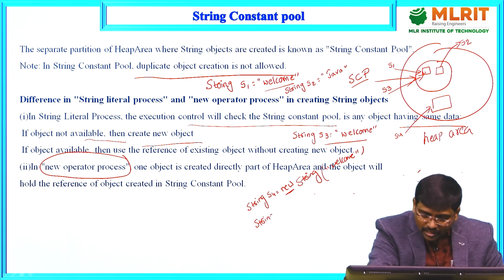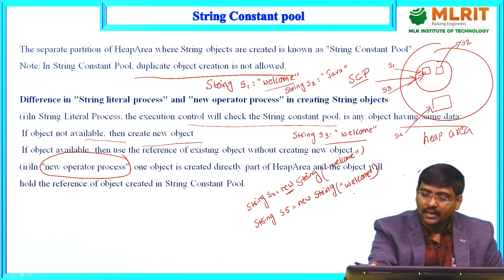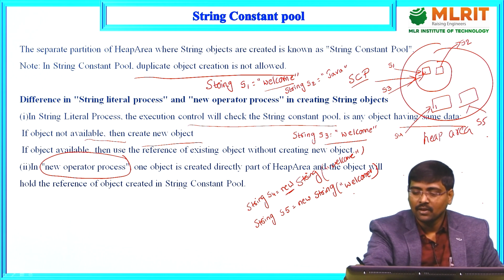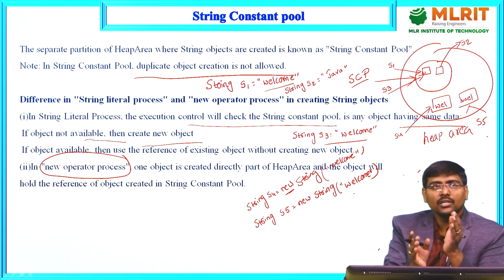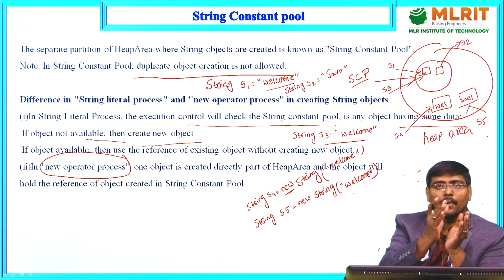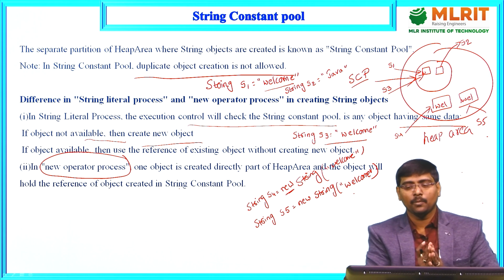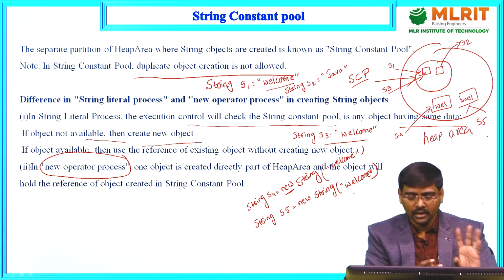Suppose I create one more string, S5 is equal to new String of the same welcome. Again it will create another memory pointed by S5. Even though one consists of welcome, the other also consists of welcome. Now you understand the difference between creation of a string by using the string literal process and by using the new operator process. Simply, in the string literal process, duplicates are not allowed.